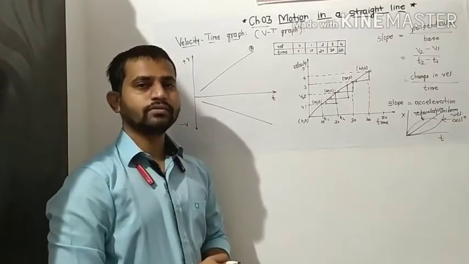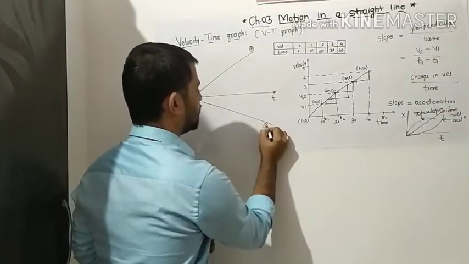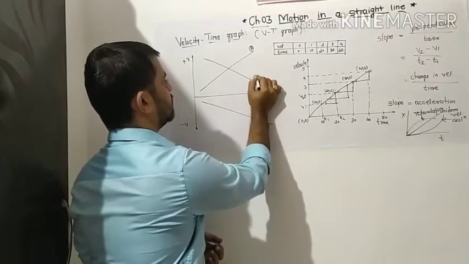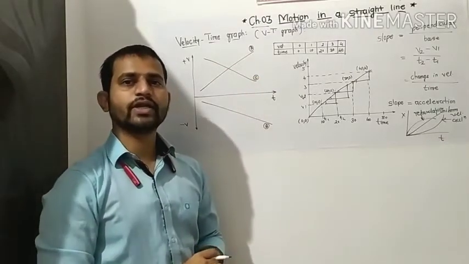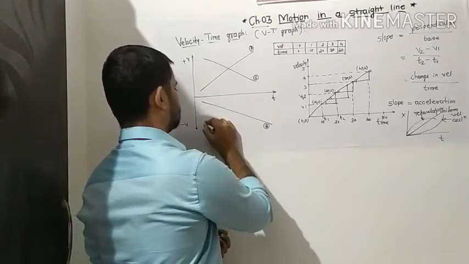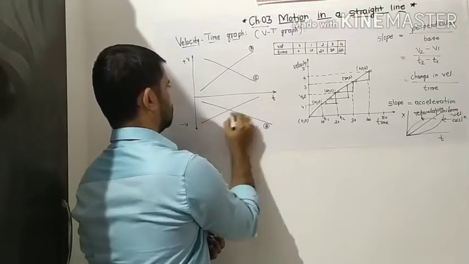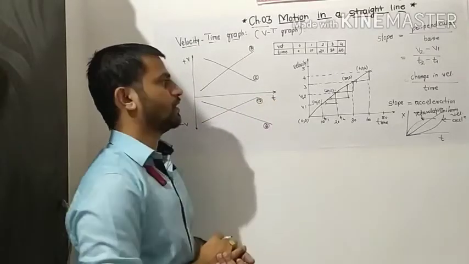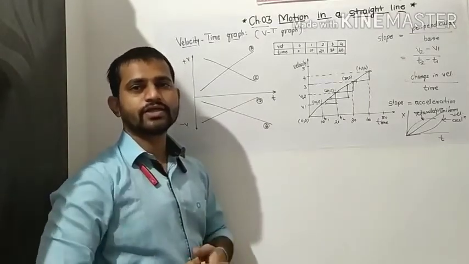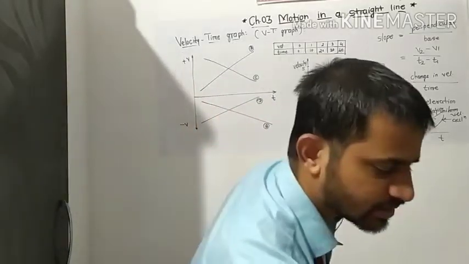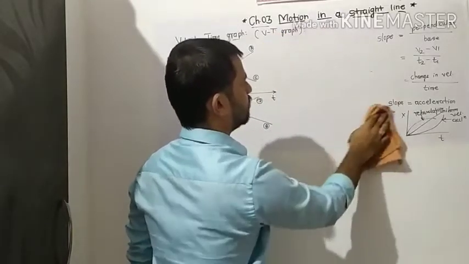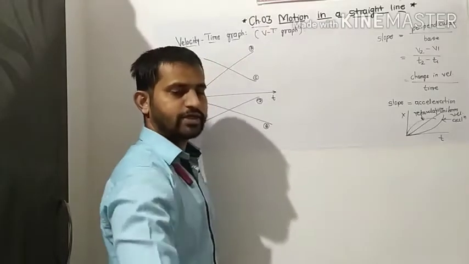If we go for some readings and we get a curve like this, we name it C. And if we get a fourth curve from some readings like this, then where is the acceleration and where is the retardation? Can you tell me? Yes, you can think on it.